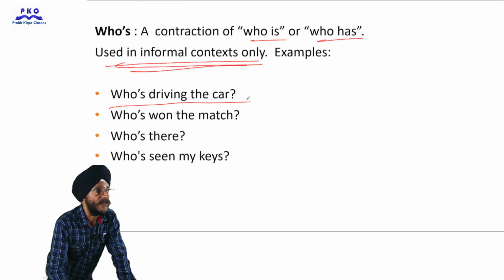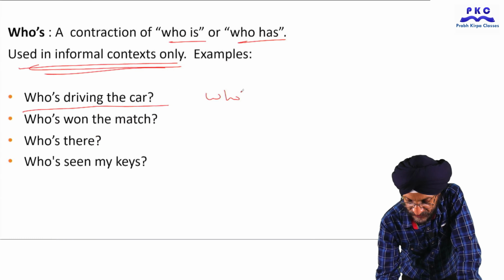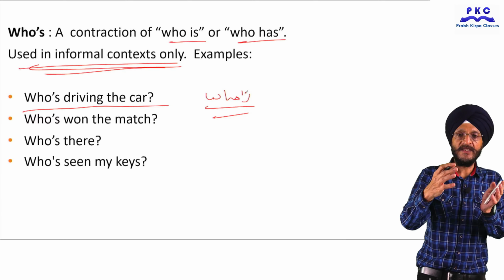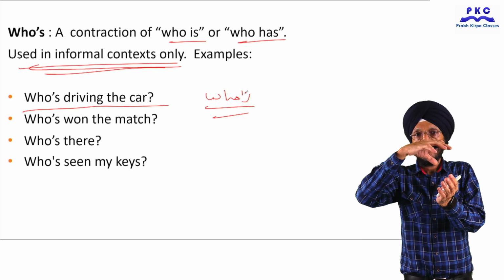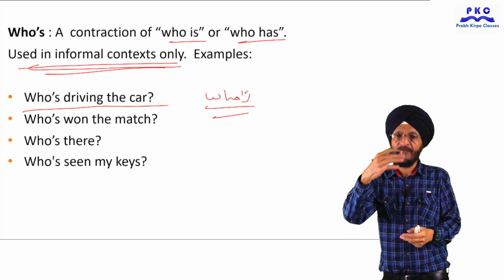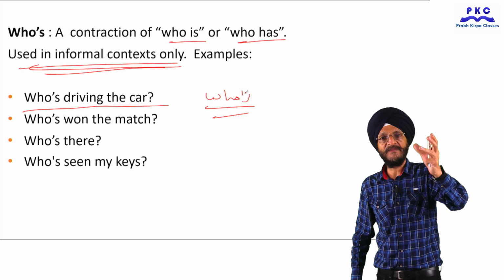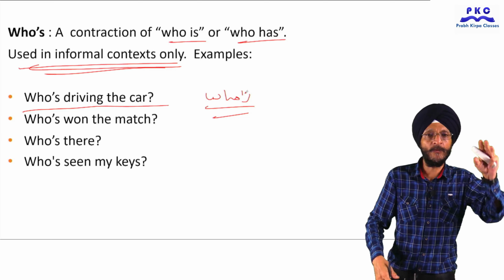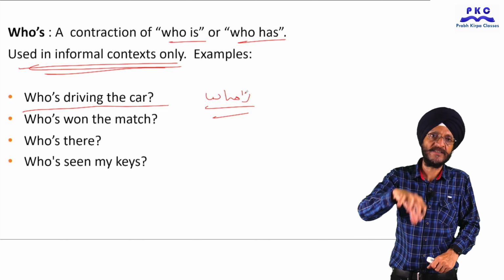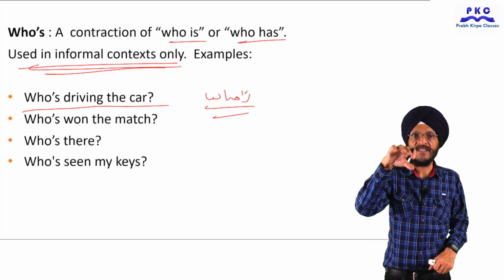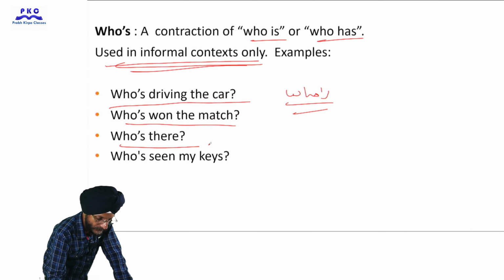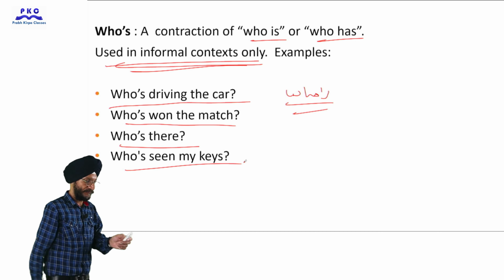Who is driving the car? We must understand whether who's stands for who is or who has. With the passage of time, when we study and read, we understand whether who apostrophe s stands for who is or who has. Only with the passage of time, studying, reading, and learning can we understand this. Who has won the match? Who is there? Who has seen my keys?